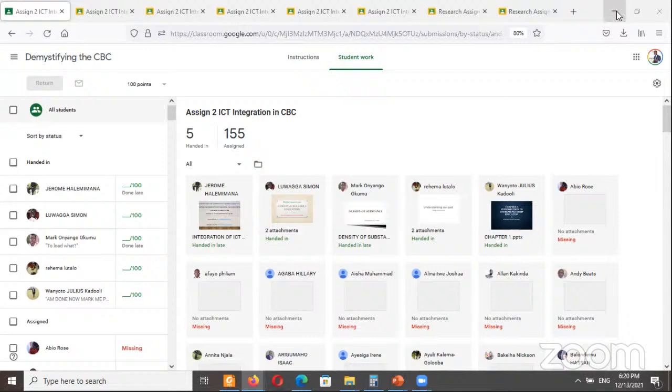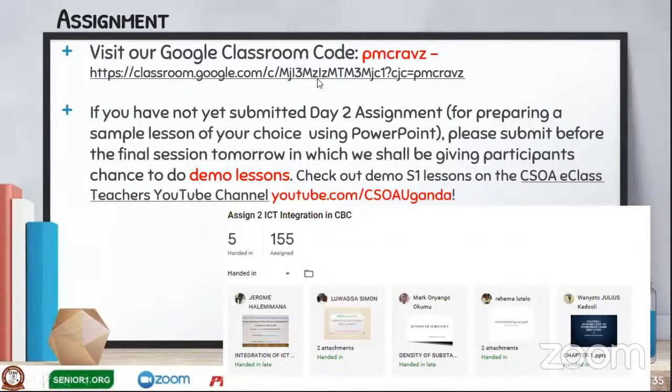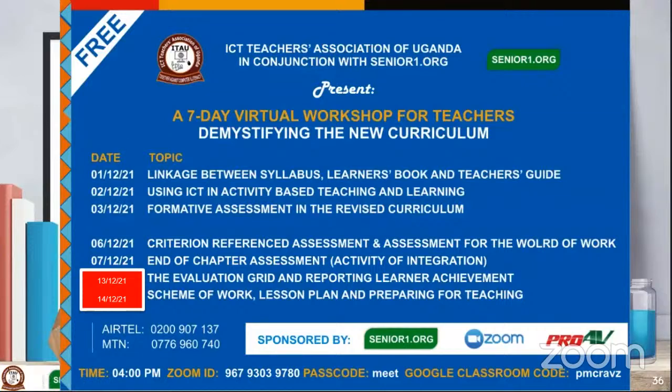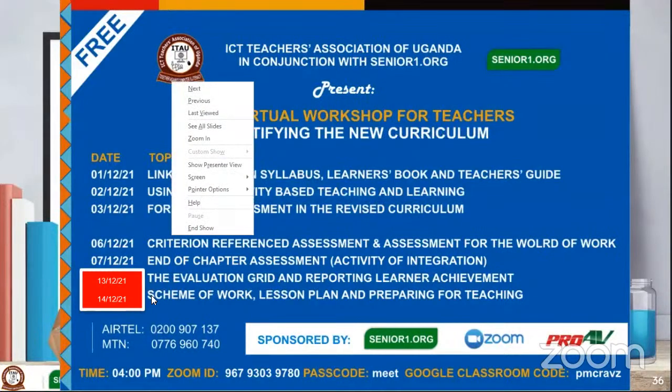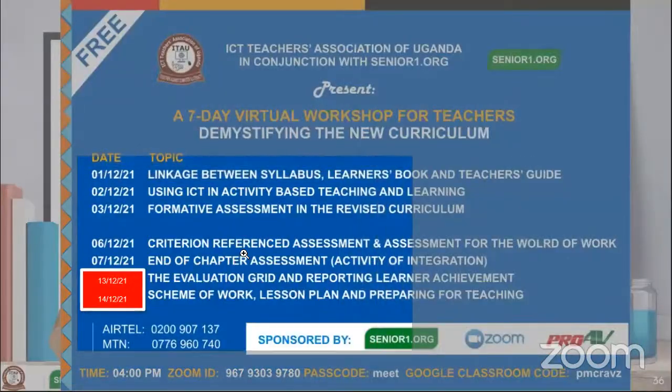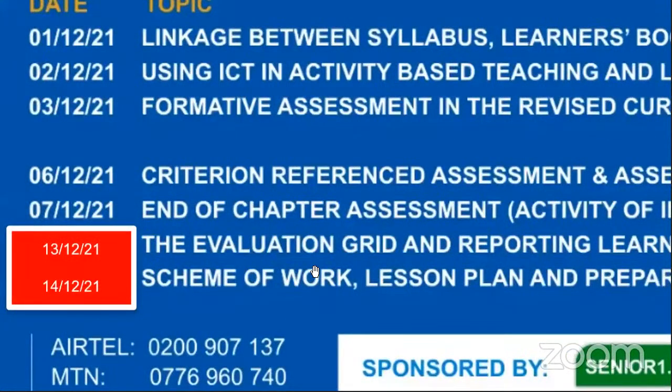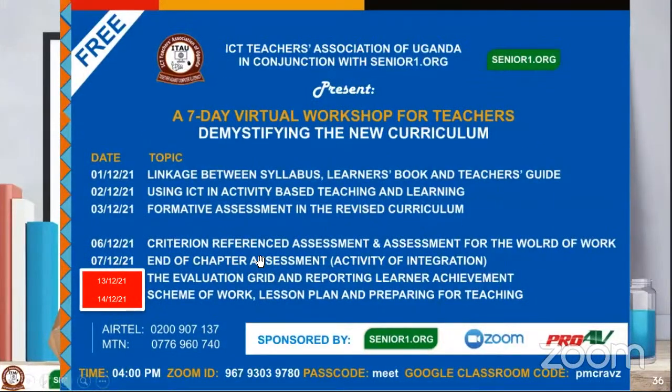The training has been on for 6 days. Tomorrow is the 7th day. And we want to thank the over 160 teachers who have been on this call, who have been attending these sessions. The sessions have been running since 1st December. We had a break. We have resumed today, the 13th, and tomorrow will be the 14th. We shall be wrapping up our training with scheme of work, lesson plan, and preparation for teaching. And we are going to be having demo lessons. We want you to show that you have learned how to teach the CBC. This time we are using Zoom because it has been our delivery method.